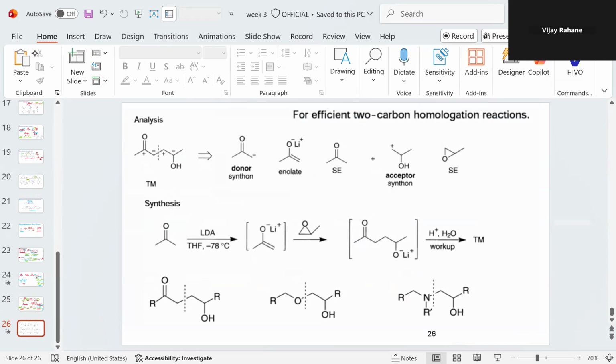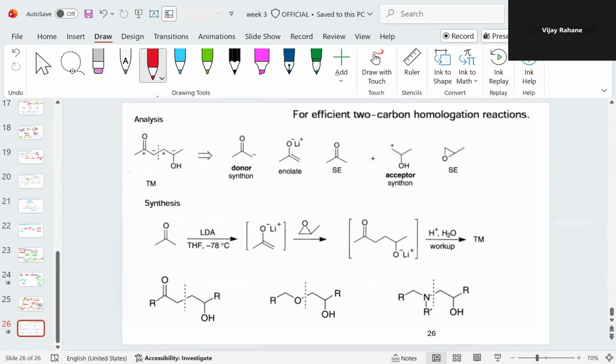Okay, so this is our target molecule. Now, if you do the retrosynthesis of this target molecule, how can we do it? We can do the disconnection here, because we know the alpha carbon to the carbonyl will be the nucleophilic center, and this is the electrophilic center. So we can do the disconnection at this center, and we get this donor synthon, and we get the other acceptor synthon. So this is what we get first, right?